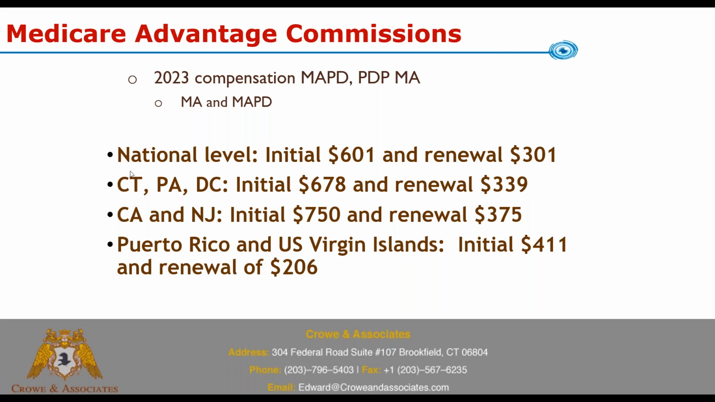California and New Jersey, same as always. They are the highest. They've stayed that way. Pretty good jump for them. It's 750 initial and 375 commission on the renewal. Puerto Rico and Virgin Islands, initial, it's very low, I know, but 411 and the renewal of 206. And again, this is set by CMS. We have no control over this. It's the most a carrier will give an individual on a street level contract. So those are the commission amounts, max allowable CMS comp for 2023.